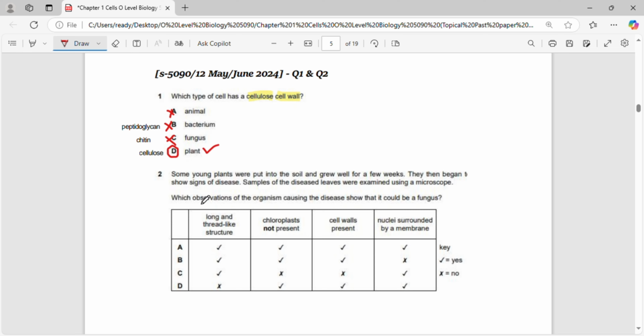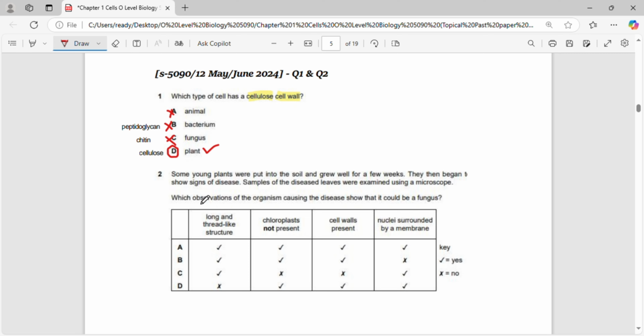Next, some young plants were put into the soil and grew well for a few weeks. They then began to show signs of disease. Samples of the diseased leaves were examined using a microscope. Which observations of the organism causing the disease show that it could be a fungus? This question relates to fungal cells, which are not covered in Chapter 1. However, we will be studying fungi in upcoming lectures, so I have included it here to demonstrate how exam questions can sometimes link concepts from different chapters, leading to potential confusion.